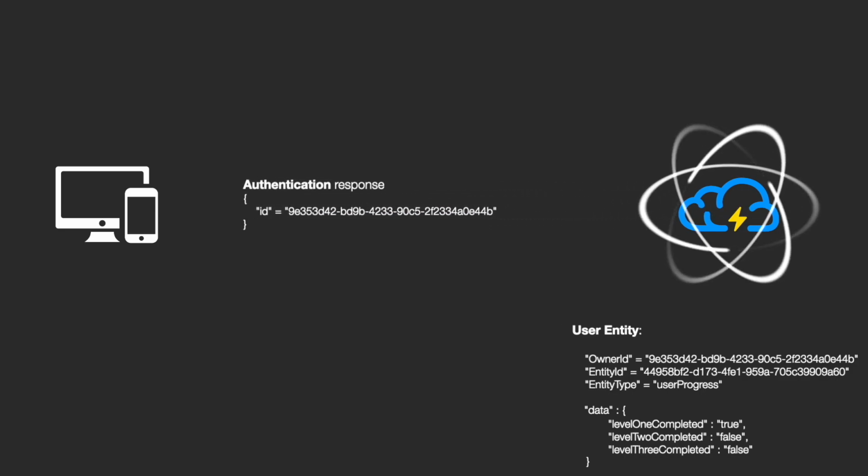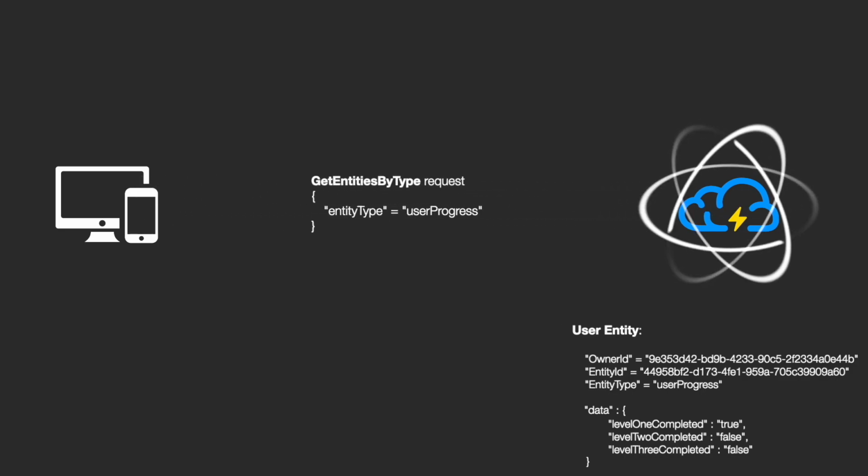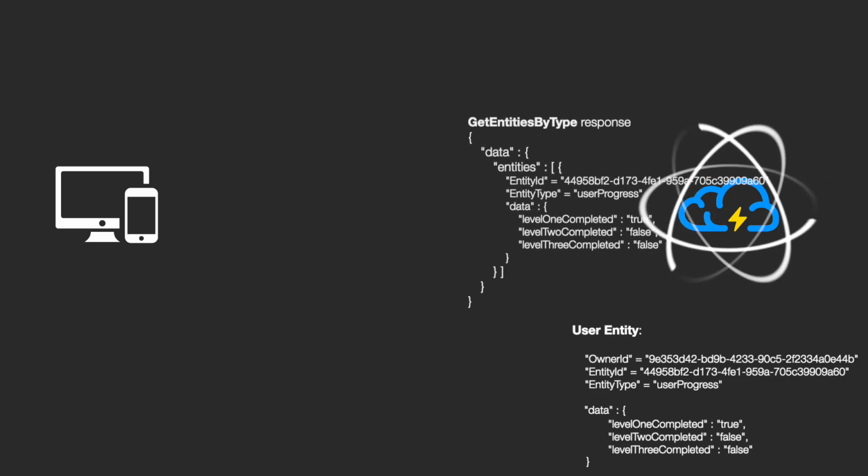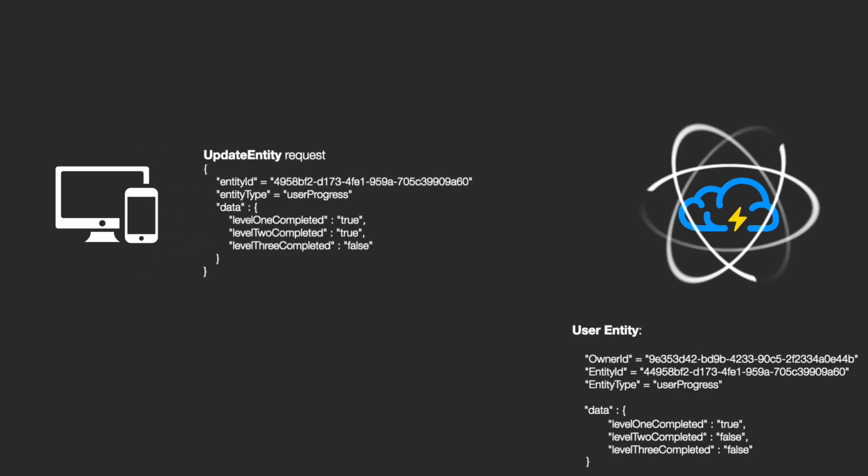On a successful authentication response, the getEntitiesByType request is then made. This time, the response will contain an array with the user entity data. That's because the user entity was created during the previous session. The user plays the game and this time completes level 2. The update entity request is made to update brainCloud with the changes to the user entity's data.